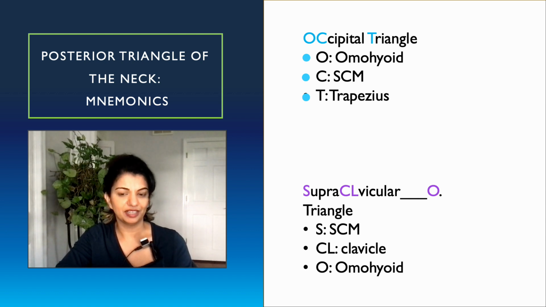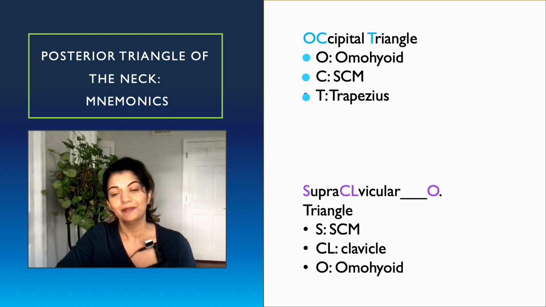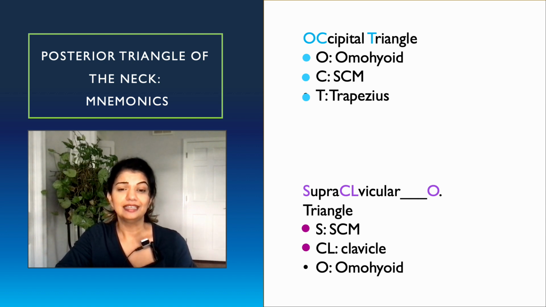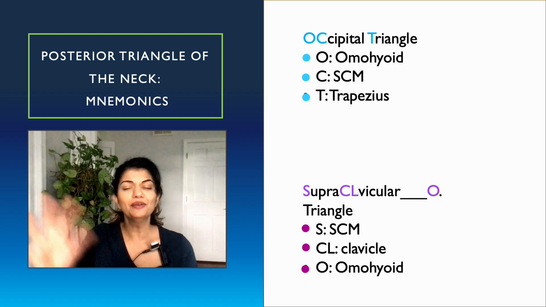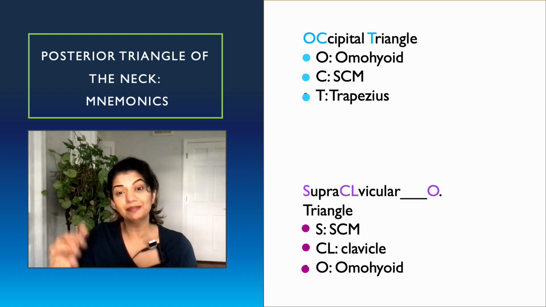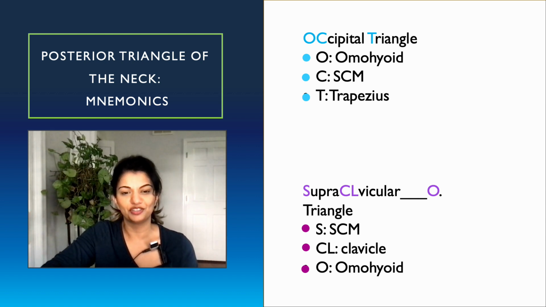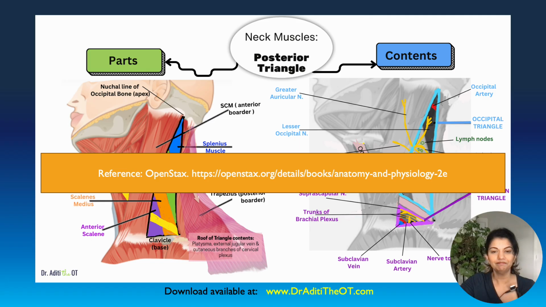The supraclavicular triangle, what you want to do is highlight the S, CL, and then add an O at the end. So supraclavicular O triangle. And the S, as you can imagine, is for the sternocleidomastoid. The CL is for the clavicle. And the O is for omohyoid. Just a quick little mnemonic. I know it's not brilliant, it's not earth-shattering, but it might help jog your memory, right? All right, and that's essentially it.